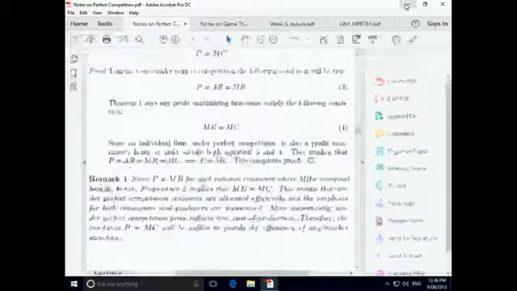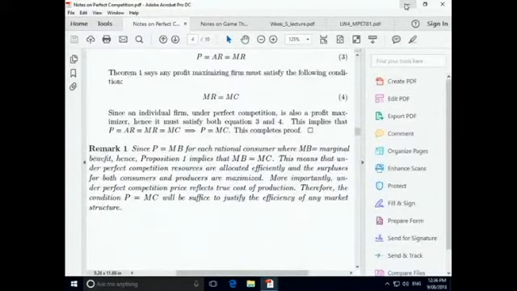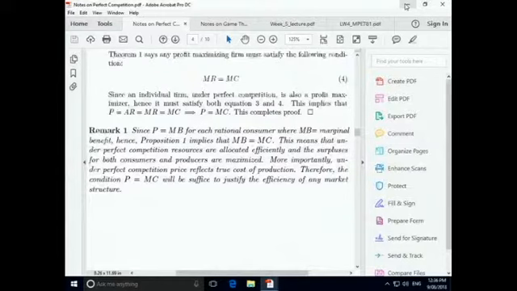Now let's see how far I have covered. So I covered property 1, right? Then I also covered proposition 1. You see, P equal to MC is already covered, MR equal to MC and how this won. And then we also said that P equal to MC would be sufficient. There's a typo there. P equal to MC will be sufficient to justify the efficiency of any market. So in any market where you have price equal to marginal cost, it also means that market is efficient. The intuition is as follows: price reflects the true cost. Clear? So that's the reason.